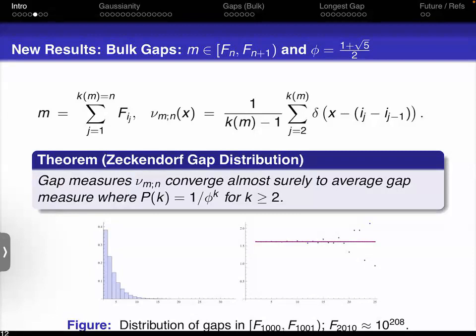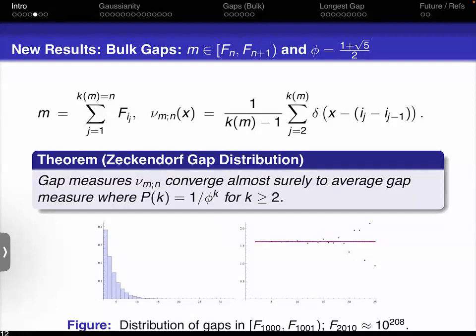Now, if I have 5 objects, how many gaps do I have between the 5 objects? Yeah, I have 4. And that's why I'm dividing by K(m) minus 1, where K(m) is the number of summands I have, and this will give me a probability distribution. I'm putting a mass of size 1 over K(m) minus 1 at each gap. So every time I have a gap of size 5, I would put another 1 over K(m) minus 1. Every time I have a gap of length 7, I would put another 1 over K(m) minus 1.